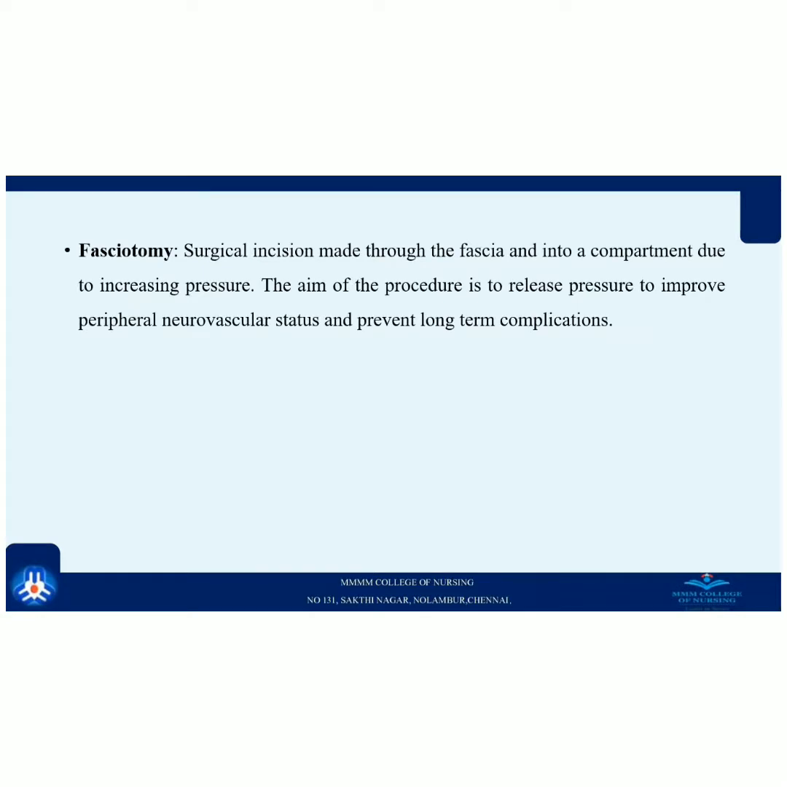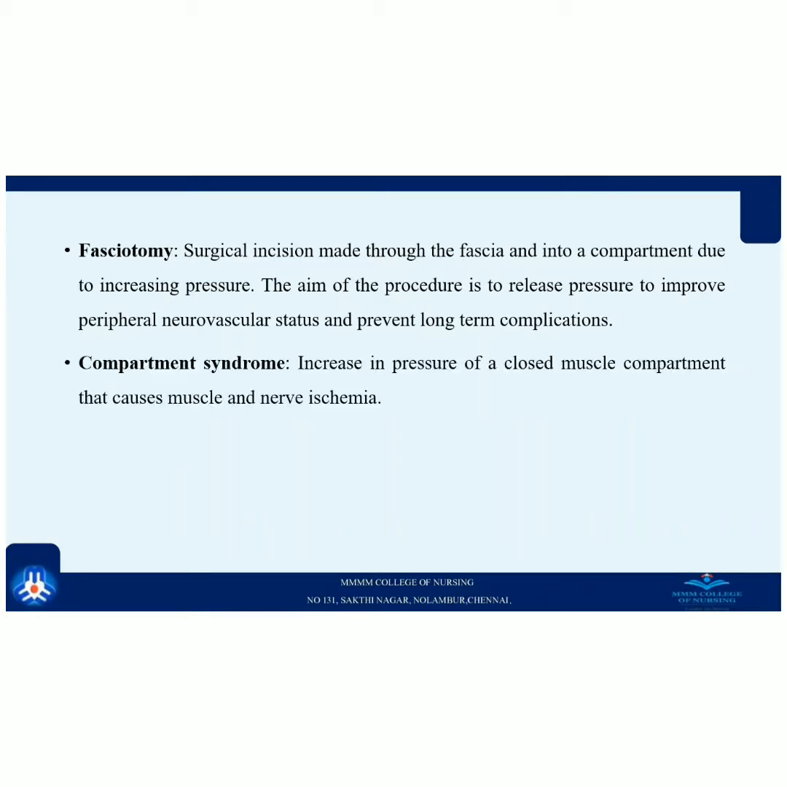Next is the fasciotomy. It is a surgical incision made through the fascia and into a compartment due to increasing pressure. The aim of fasciotomy is to relieve pressure, so as to improve peripheral neurovascular status and prevent long-term complications. Next, compartment syndrome. It is an increase in pressure of a closed muscle compartment that causes muscle and nerve ischemia.